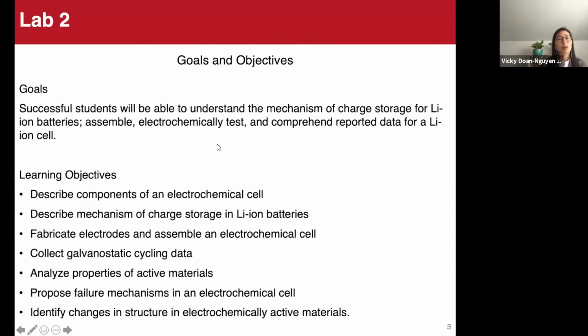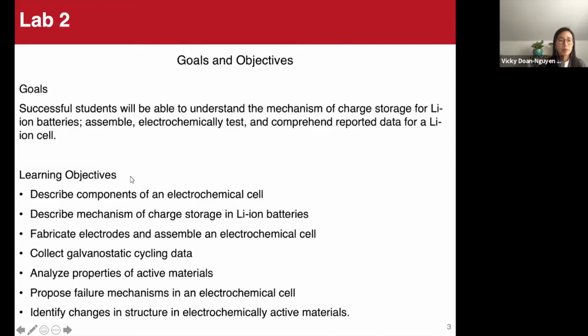The goals and objectives for this lab module are as follows. For the goals, successful students will be able to understand the mechanism of charge storage for lithium-ion batteries, and you'll be able to assemble, electrochemically test, and comprehend reported data for a lithium-ion cell.